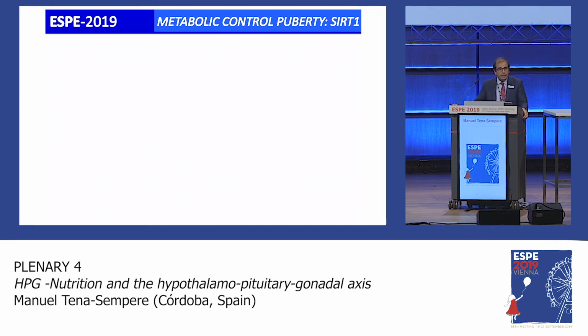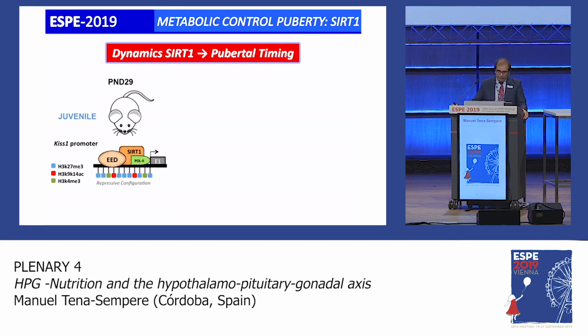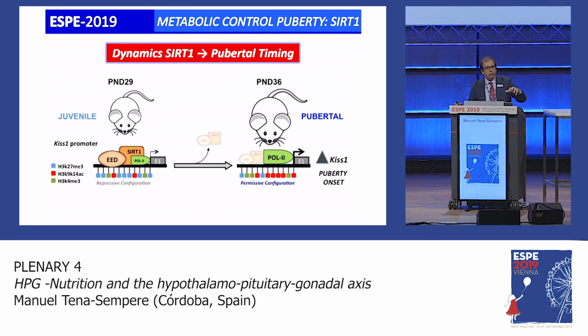Together with Sergio Ojeda and Alejandro Lomniczi, we have been exploring the molecular mechanism, and in order to keep on time, I will just show you a summary cartoon of what we think is happening in the brain of these models of normal puberty, earlier puberty, or delayed puberty. So during normal puberty, what we see is that there is a strong binding of SIRT1 together with other repressors to the promoter of KISS1 in juvenile animals. And this moves into a situation in which these repressors are removed from the KISS1 promoter during the pubertal transition. And this allows the increase in KISS1 gene expression and drives puberty onset.